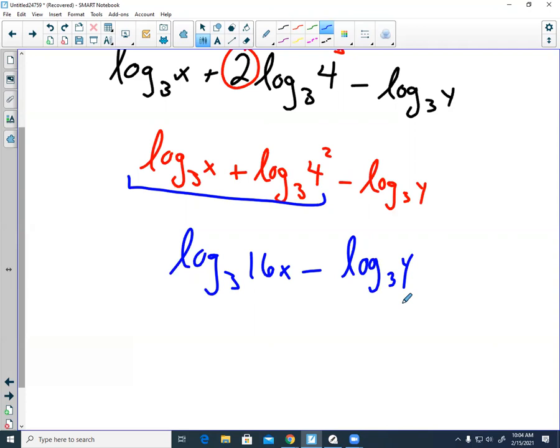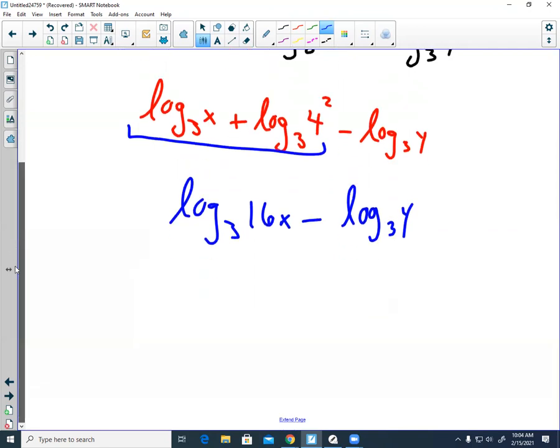Now it's very clear that I only have 2 logs left. They're being subtracted. If I have 2 logs being subtracted, this is the same thing as division. So now all I have to do is combine it into one log with a single base: log base 3 of 16x over y, and I'm done.